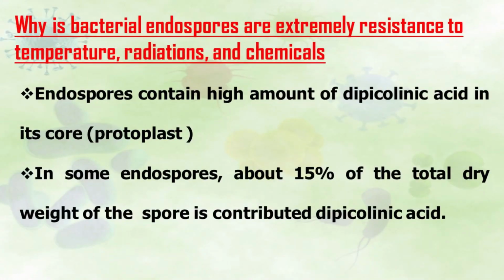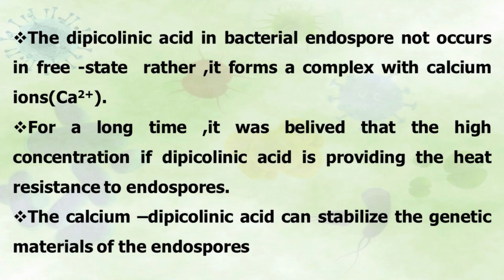Next one is, why is the bacterial endospore resistant? It is highly resistant to temperature, radiation and disinfectant agents. The endospore contains a high amount of dipicolinic acid and calcium 2 plus ions. In some endospores, about 50% of the total dry weight of the spore is contributed by dipicolinic acid. This dipicolinic acid in bacterial endospores does not occur in a free state; rather it forms a complex with calcium 2 plus ions. For a long time it was believed that the high concentration of dipicolinic acid provides the heat resistance to the endospore. The calcium 2 plus ions and dipicolinic acid can stabilize the genetic material of the endospore.